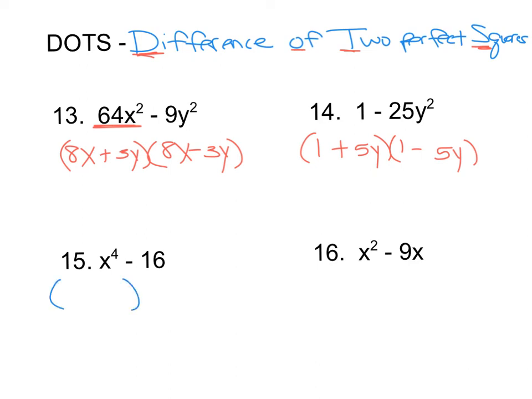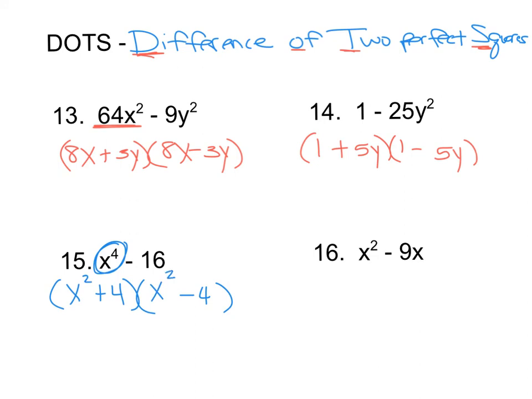All right, so again, we're going to start like that. I've got my 16, right? So that's a plus 4 minus 4. Here's the question. What times itself is x to the 4th? Gee, I wonder. What do we do to exponents when we multiply? We add them. So what adds to 4? What plus itself adds to 4? x squared and x squared.